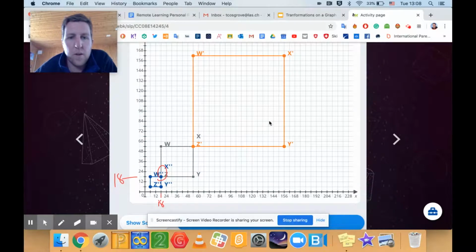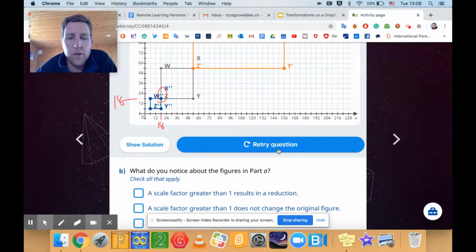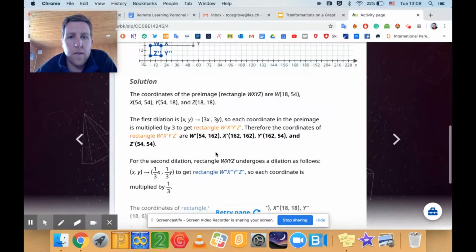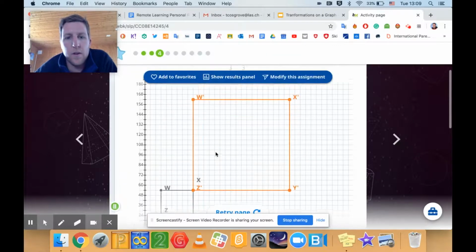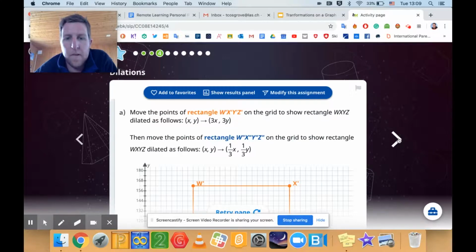Oh, it's wrong. I probably drew this orange one. But you can always look at your answers if you want to see. Okay? So be careful counting. I was doing it quickly. But yeah, that's probably why it's wrong.